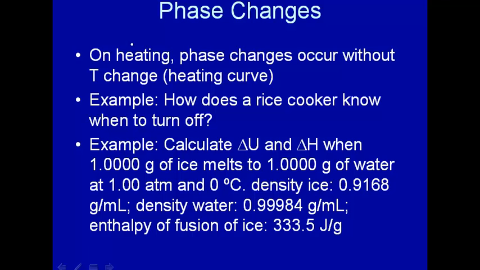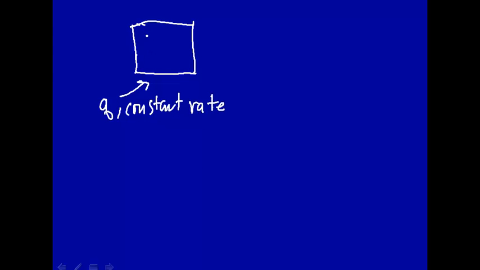Look at phase changes. Remember, on heating, a phase change might occur without a temperature change. That's called a heating curve. All right, so let's just take a system like this. And here we're putting heat into the system at a constant rate. Initially we have, say, a solid. Let's look at a heating curve for this.